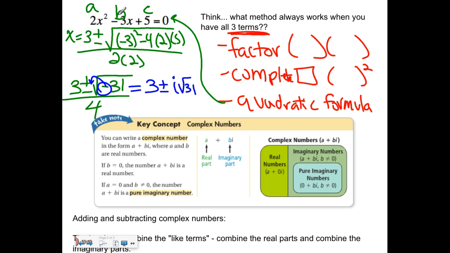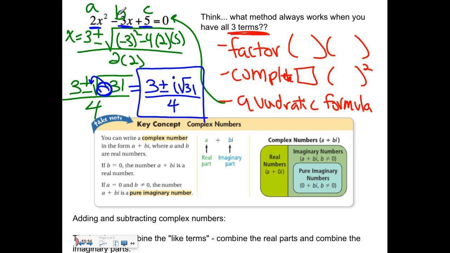We can't do anything with 31. It's not a perfect square. Can't put a perfect square into it. All over 4. And that is our answer. So if ever you have a problem like this, always look to see, could you factor? Most likely not in this section. You can probably use the quadratic formula. Never leave a negative inside here. Always bring it out front as an i.